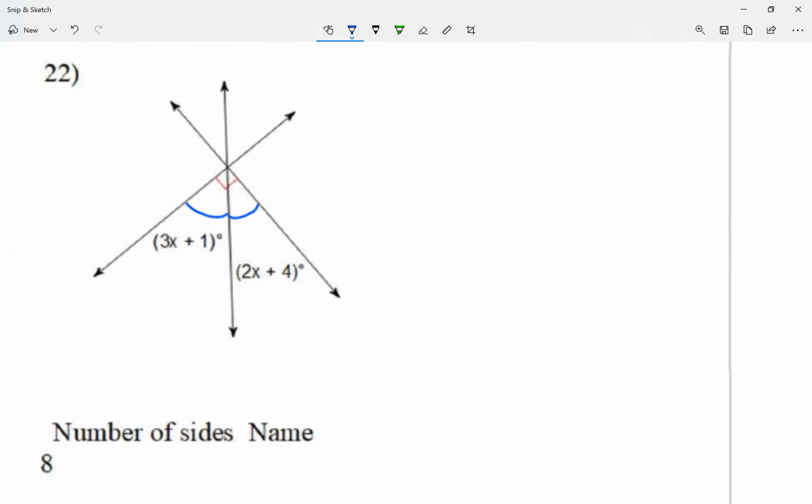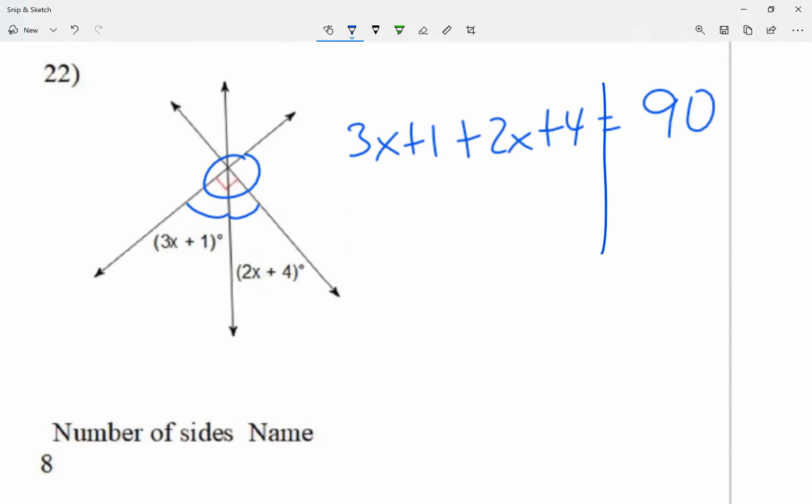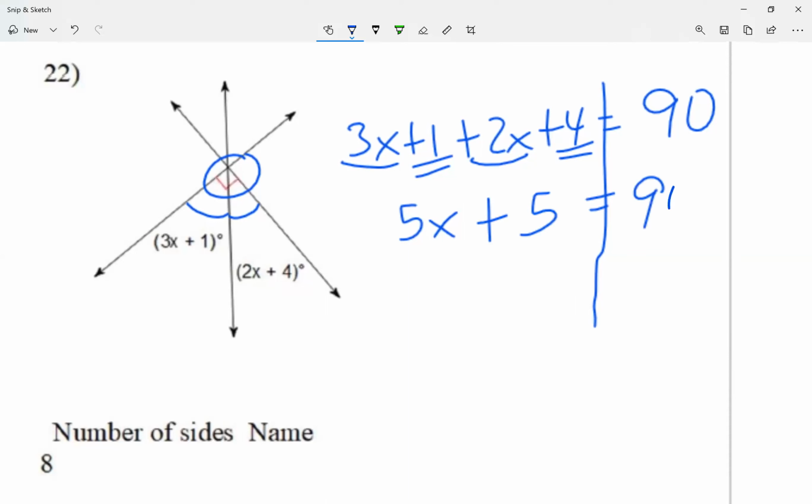Let's take a look at question number 22. If I add these 2 small angles, so 3x plus 1 plus 2x plus 4 equals, notice this red thing right here, that's 90. So those 2 small angles combined is 90. Nice, I can solve for x now. I'm going to separate them through the equal sign. Let me combine my like terms. 3x plus 2x, that's 5x. And then I have 1 plus 4, that's 5. So I have that 5x plus 5 is equal to 90.